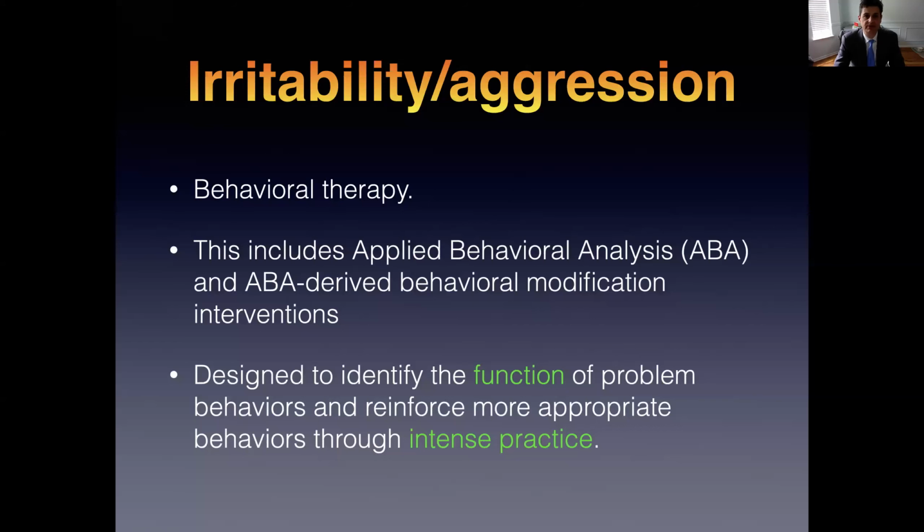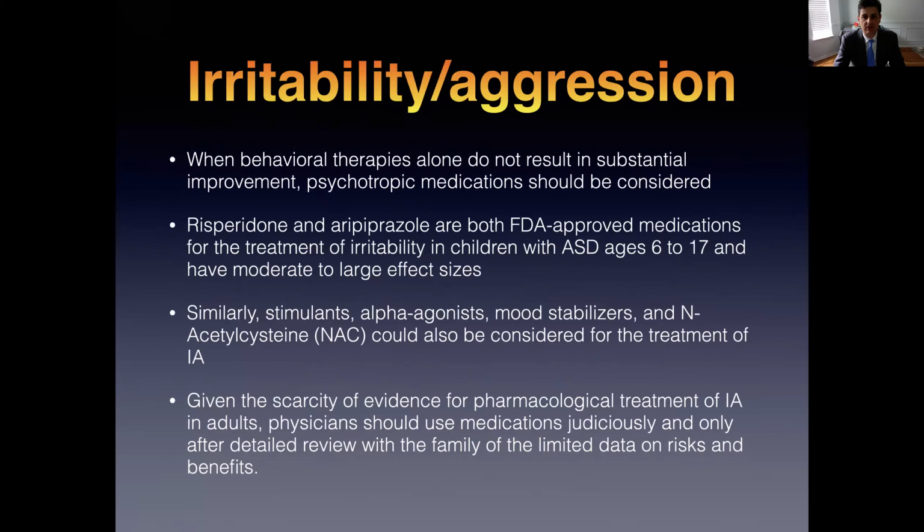When behavioral therapies alone don't work, we look to our medication, and in children ages 6 to 17, risperidone and aripiprazole are FDA approved. Studies have not been done on adults with autism, so we are forced to extrapolate child data and hope that something that's FDA approved in children will also be effective in adults. Similarly, other medications, could be mood stabilizers or ADHD medications or supplements even, can also be considered for the treatment of irritability and aggression because there seems to be modest to moderate evidence.